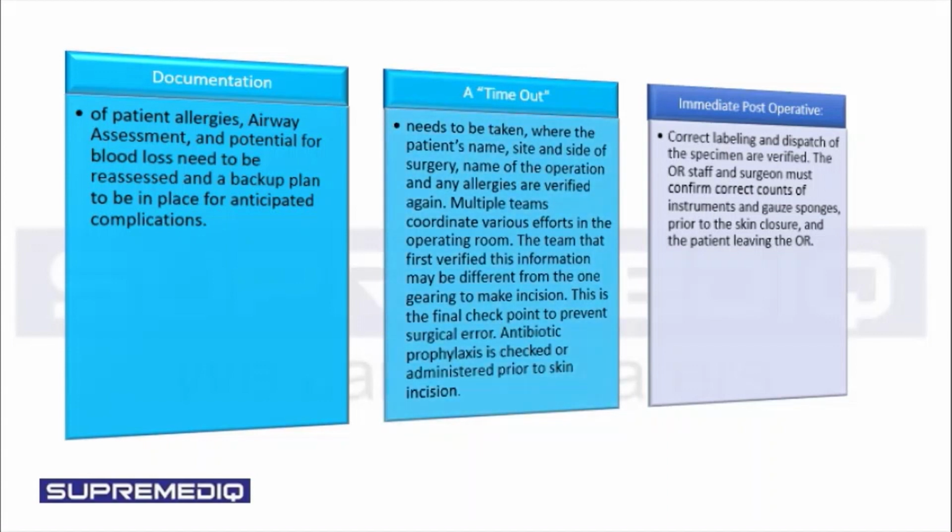Antibiotic prophylaxis is checked or administered prior to skin incision. Immediate post-operative: correct labeling and dispatch of the specimen are verified. The OR staff and surgeon must confirm correct counts of instruments and gauze sponges prior to the skin closure and the patient leaving the operating room.